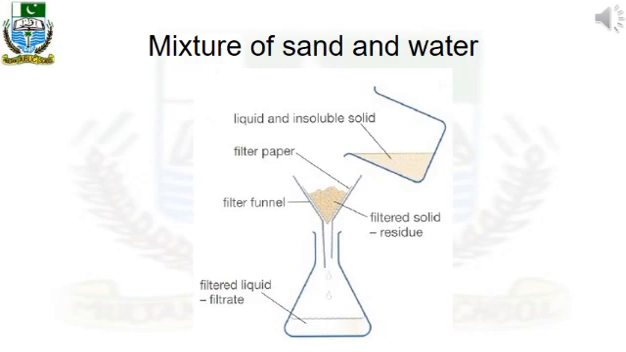And the third and the last step is collection of residue. The residue is collected on the filter paper. This collected residue can be dried. In this process, the residue is sand. So when a mixture of sand and water is separated, sand is collected as a residue and water is collected as a filtrate.